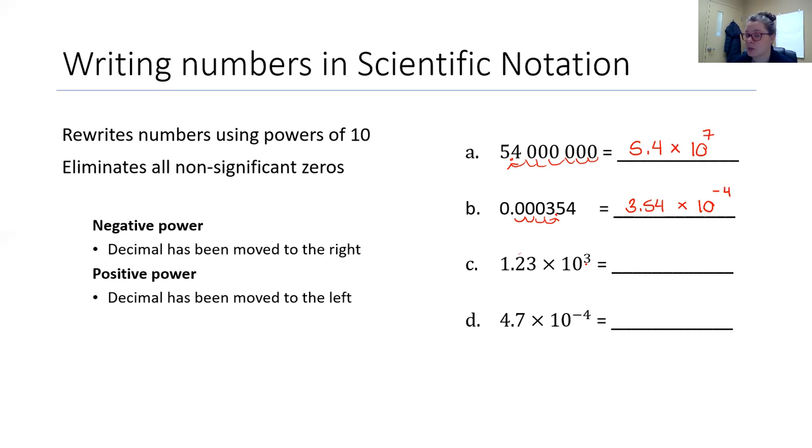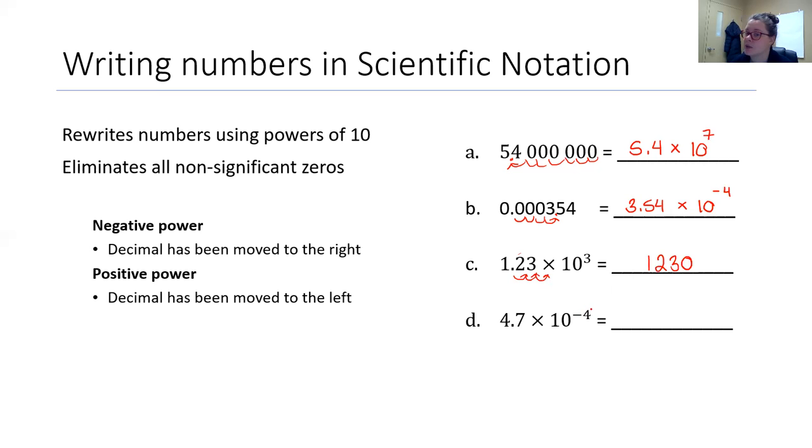Well, a power of 3 means this decimal was originally moved to the left, so we need to move it back in the other direction. So we're going to move it to the right 3 places. We've got to put it back. This number was originally larger than 1. So we're going to move it 3 places, and this would be 1,230. So just basically reverse the order of these when you're putting it back into regular notation or standard notation. There's probably a technical term for that I'm forgetting.